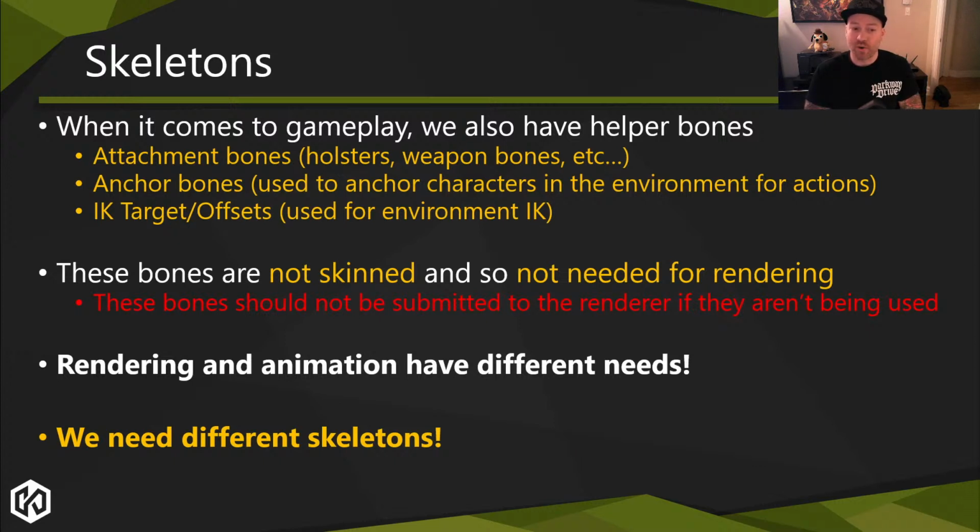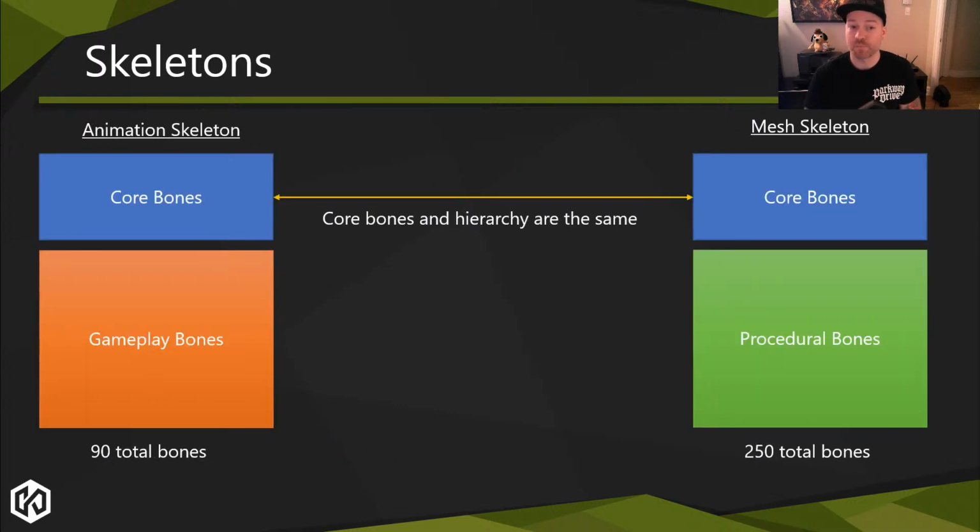And it's important to note here that rendering and animation at this point have different needs. Rendering just cares about those final world space positions and how to do the skinning, and that's it. And on our side, we basically have to take care of both the gameplay side of anchors and offsets and those sorts of things, plus the character motion. That leads us to requiring two different skeletons, right? And the core bones are the same. But the distinction is that the mesh skeleton will have all these procedural bones or deformation bones, and the gameplay one potentially has a set of gameplay bones. And those two skeleton concepts have to be separated out.